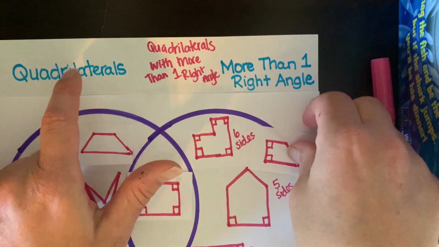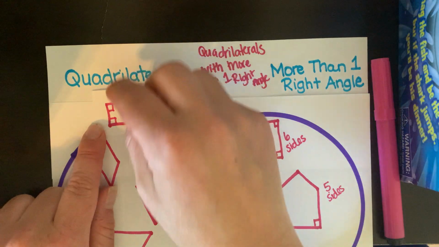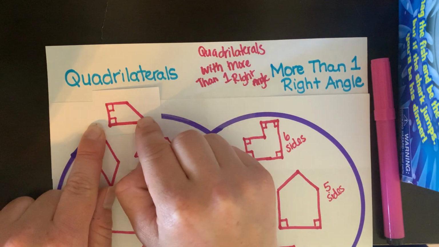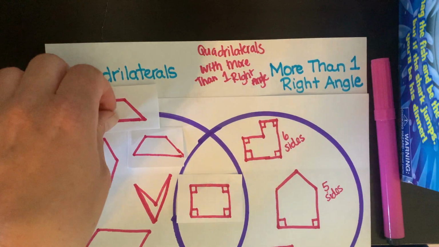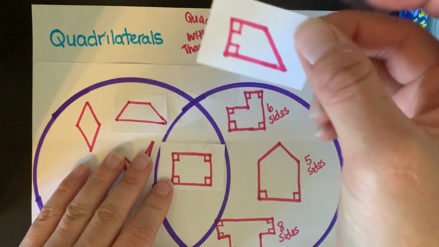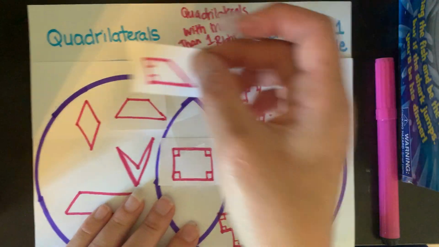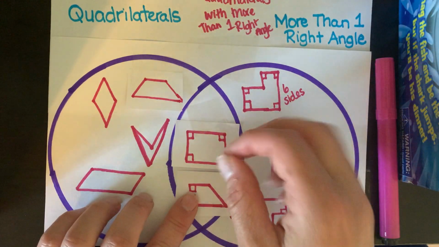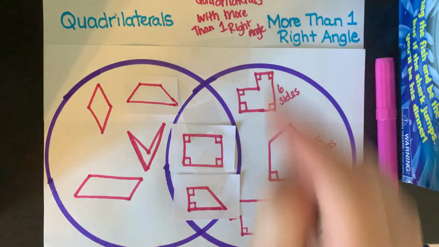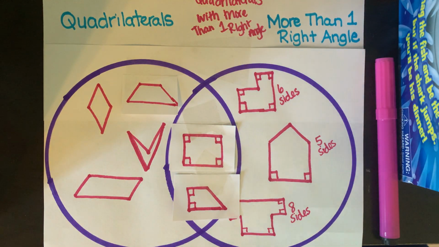Let's see if it would work on the quadrilateral side. Does it have 4 sides? 1, 2, 3, 4. It does. So since this has both more than one right angle and it's a quadrilateral, I can classify it as a quadrilateral with more than one right angle.